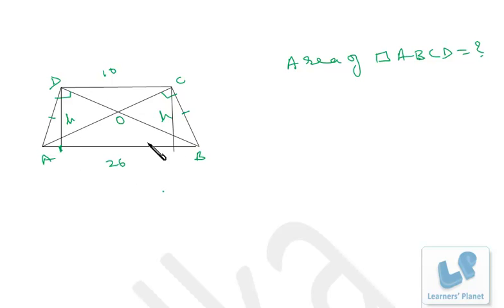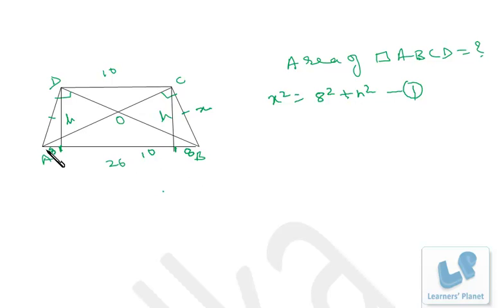Now the length from this point to this point is 10. The entire length is 26 and it is an isosceles trapezium, so this length will be equal to this length, right? So this part is 10, so the remaining part is 16. So it will be 8 and it will be 8. I assume this to be x. Now we have one relationship, that is x square is equal to 8 square plus h square.